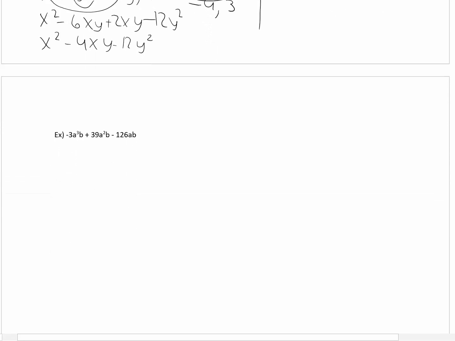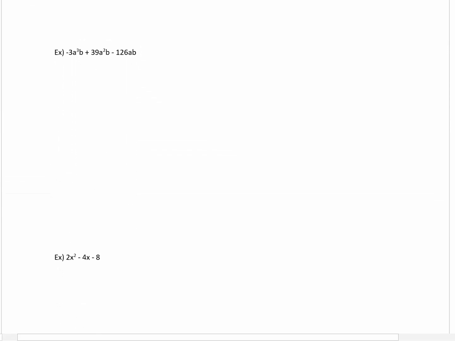Okay, let's go to the next example. So first question, is there a greatest common factor I can take out of all three of these terms other than 1? And the answer here is yes. I can take out a 3, I can take out a factor of a, and a factor of b. Because the first term is negative, I'm also going to factor out a negative. So let's take out a negative 3ab. Divide it out.